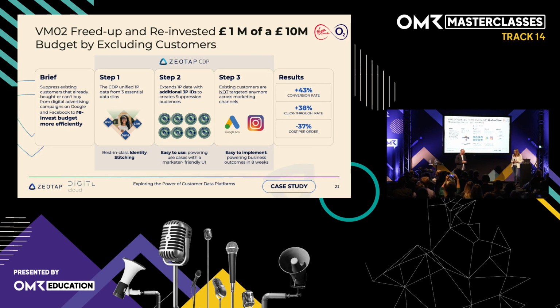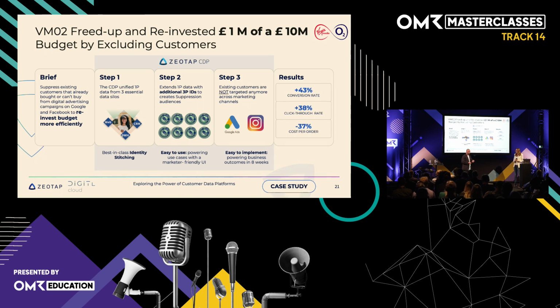So what we did is we started with a suppression use case. We said, okay, who are the customers who can't buy? You don't want to advertise to these customers again and again because they already bought, or they are coming anyways to your website or to your store and buy. So we decided let's suppress all customers, and Virgin Media O2, it's a telco, right? So when you sign a contract with a telco, you are out of the market for 1 year or for 2 years.